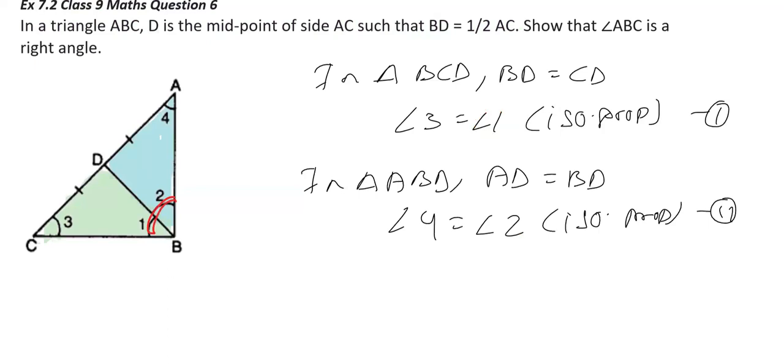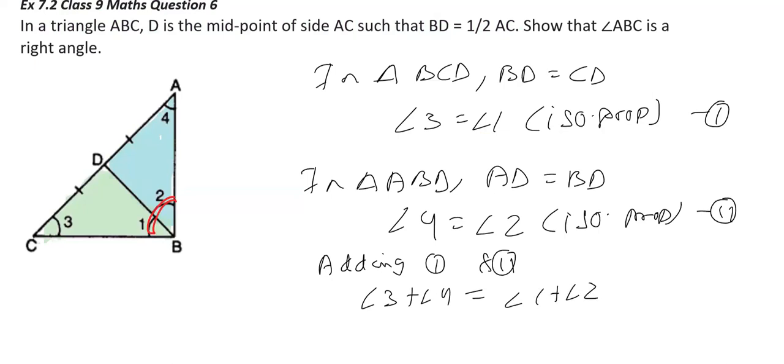That makes solving this part easier. Now I'm going to add these two equations, equation 1 and equation 2. We'll be adding the left hand side, angle 3 plus angle 4, which should be equal to the right hand side, angle 1 plus angle 2. So 3 is replaced by angle C, 4 is replaced by angle D, and from the figure you see the sum of 1 and 2 is angle B. This is what we got.